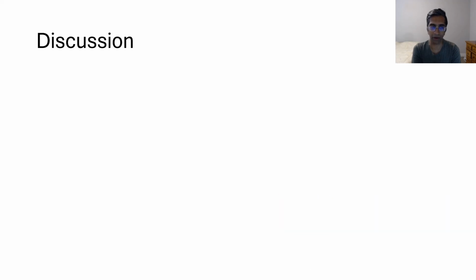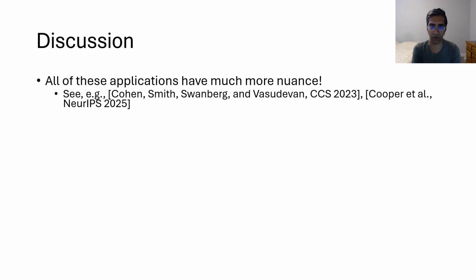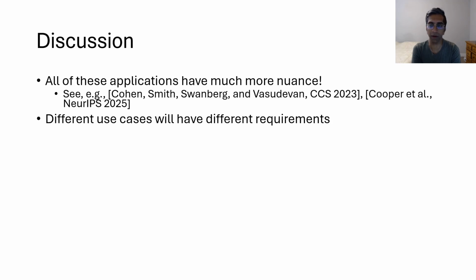So we've talked a lot about different applications, but all of these require a lot more nuance. We only went over them rather quickly. Here are some references I can give you, which might give you a little bit more background and discussion of these applications. But one thing I want to emphasize is that different use cases will have different requirements. For example, if you're concerned with privacy, you might really need provable guarantees, or some sort of rigorous guarantee, that your model is actually unlearning the data points in question. Whereas if you're just trying to go for model utility, then maybe a best-effort solution will be sufficient.